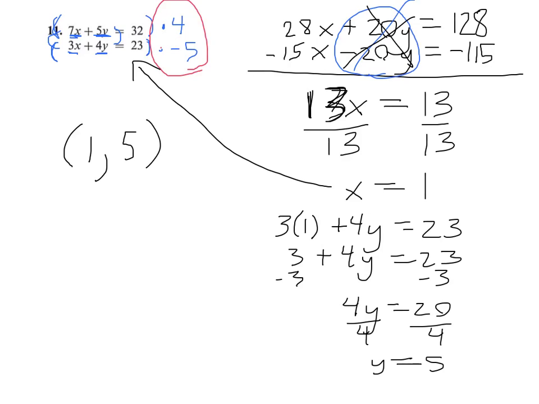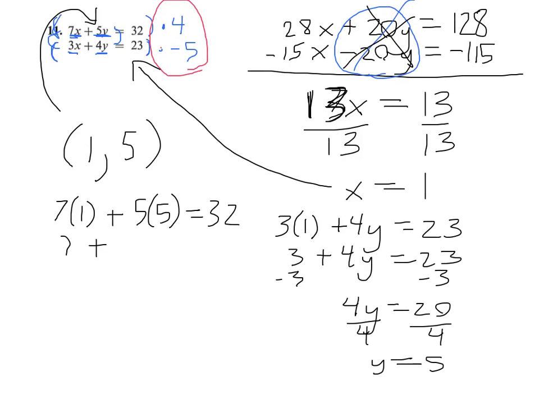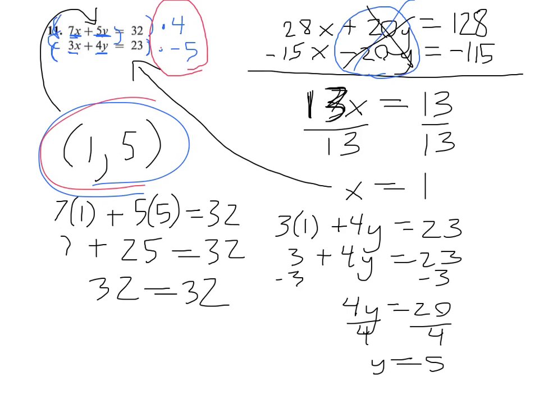Now we can double check this, as we always should. So let's plug it into the other one that I didn't just use, which is the second one. So just to show our work, 7 times 1 plus 5 times 5 equals 32. Let's see if it's right. 7 plus 25 is 32. 32 equals 32. It is right, so we are confident. 1, 5 is our answer. Okay?